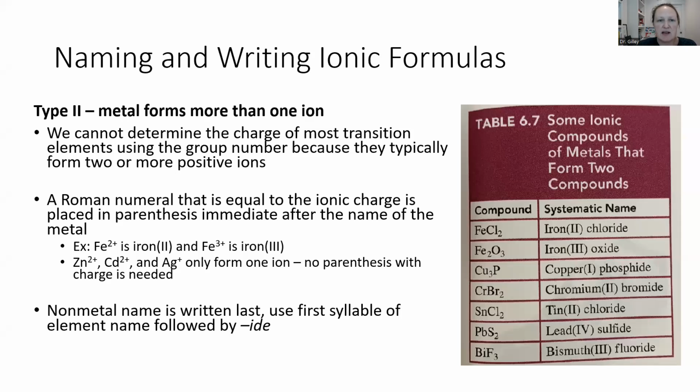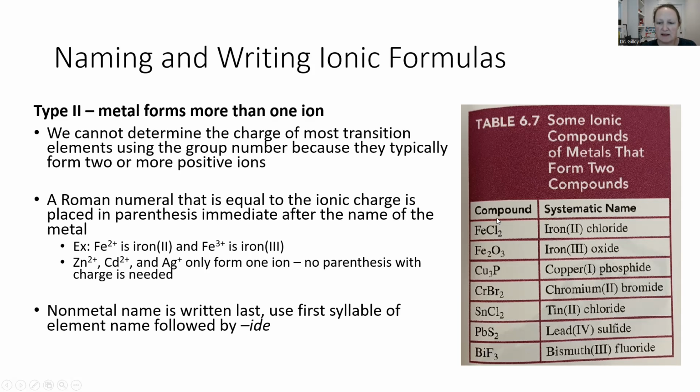So again, the next thing we're going to talk about is type 2 ionic compounds, which contain metals that form more than 1 ion. So for example, here we can see iron chloride, but we can't just say iron chloride because iron forms more than 1 type of ion. Iron can form iron 2+ and iron 3+. So in order to write the name correctly, we need to write iron, parentheses, Roman numeral 2, close parentheses. This is the cation name.